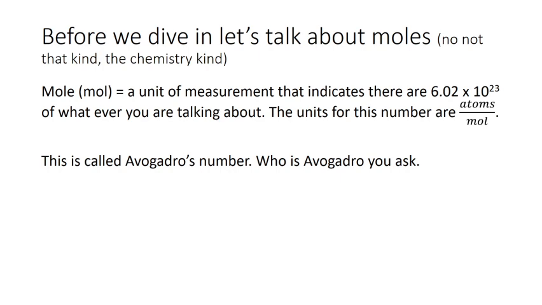And what a mole is, if you don't remember, it's a unit of measurement that indicates there are 6.02 times 10 to the 23rd of whatever we're talking about. In the case of chemistry, we are usually talking about atoms or molecules per mole. And this is, of course, Avogadro's number.